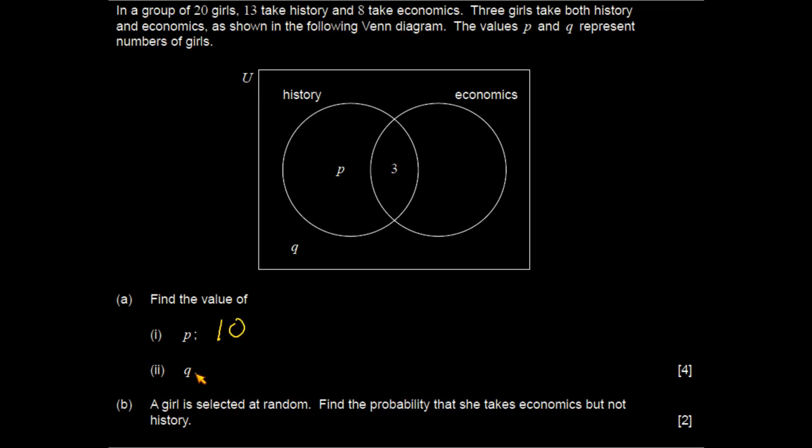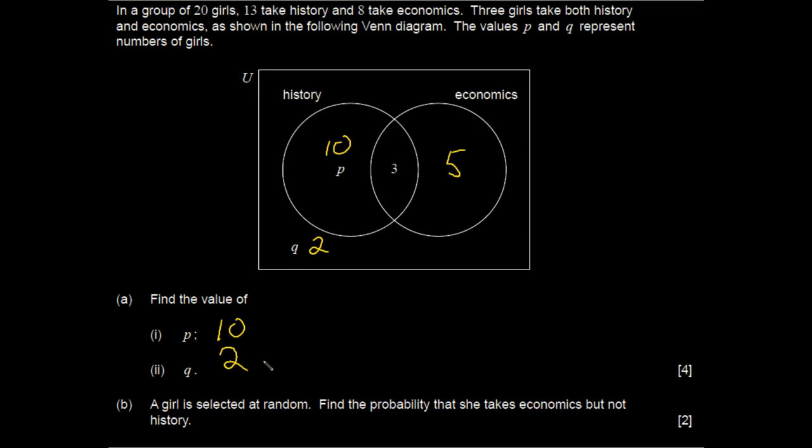We then do similarly to work out Q. So we know that 8 in total take economics, so this would be 8, which means there would be 5 in this section because there's 3 here already, so I'd need 5 here. Then, let me just write the 10 on, I've got 10 in here. So then there's 10 here, 3 here, 5 here, that's 18. And to the total of 20 would leave me 2 outside here. So that means that Q would equal 2.